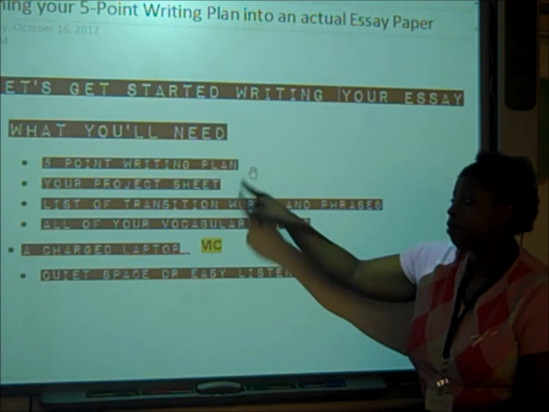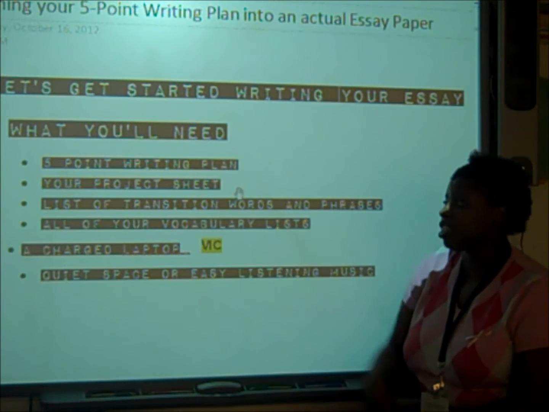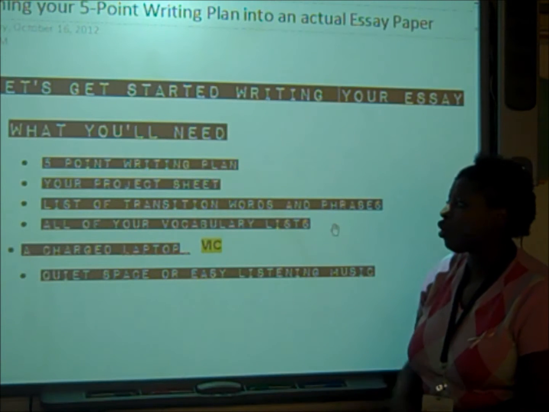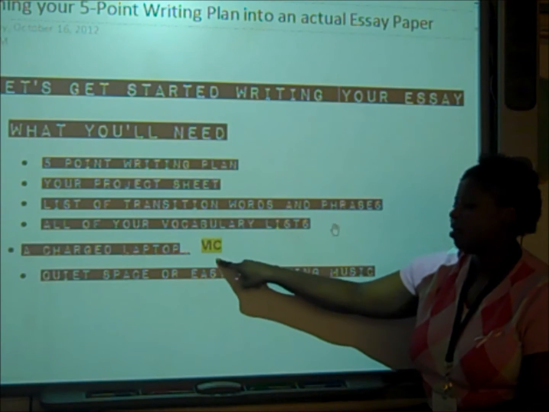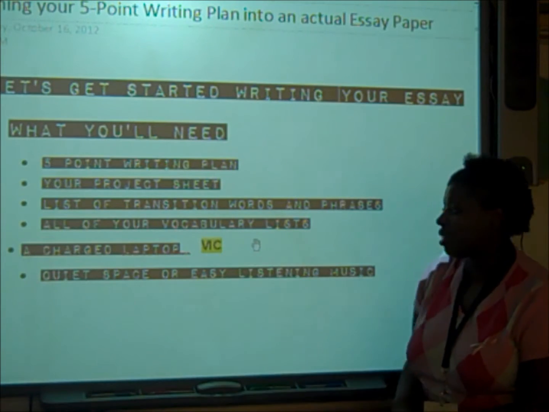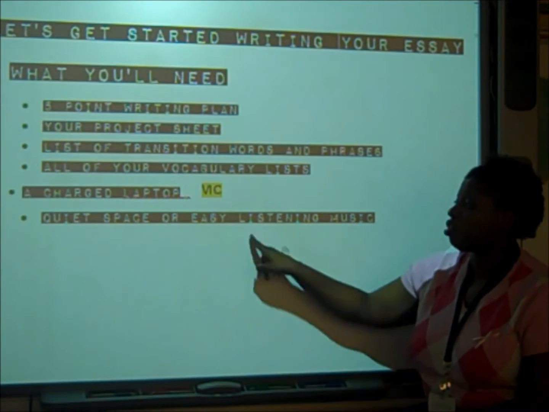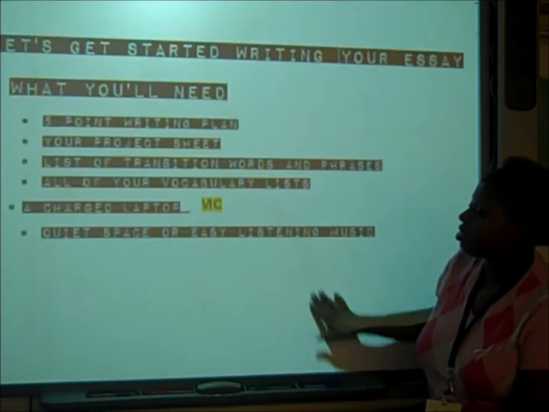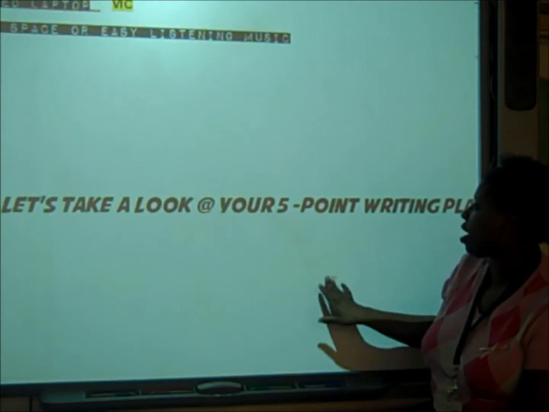You're going to need your 5-point writing plan, your project sheet, a list of transition words and phrases, all of your vocabulary lists, a VIC, very important concept. You're going to need a charged laptop, and lastly you're going to need a quiet space or some easy listening music. So let's look at your 5-point writing plan.